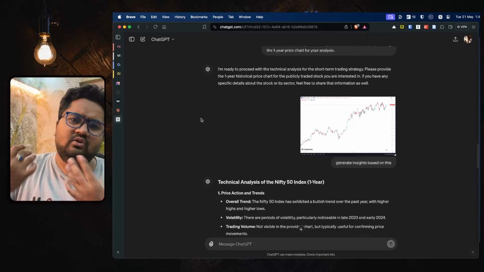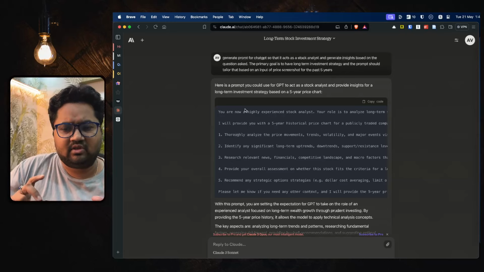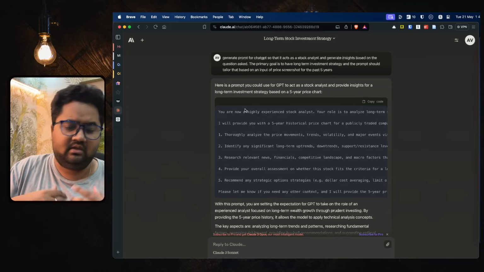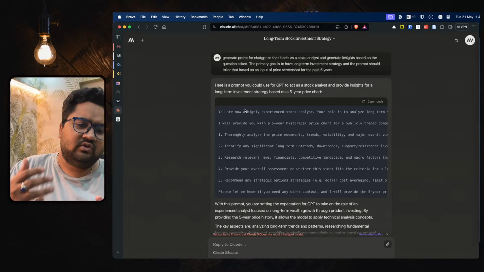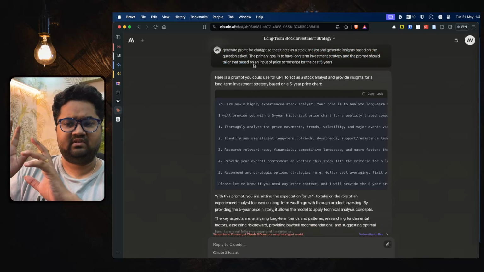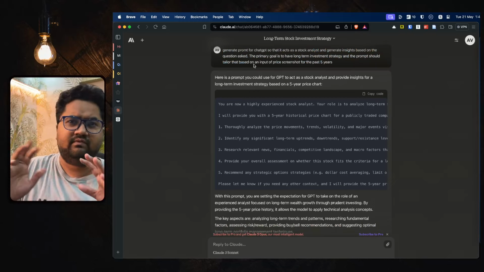The reason I like to do this is because it simplifies the process and you can describe your work in general, simple English, and you can get the answers. But it also gives you the ability to tailor. So what I'm doing is I'm asking it to generate a prompt for ChatGPT so that ChatGPT is acting as a stock analyst and is generating insight based on the question asked. The primary goal is to have a long-term investment strategy. The prompt should be tailored so that the screenshot is given for 5 years.